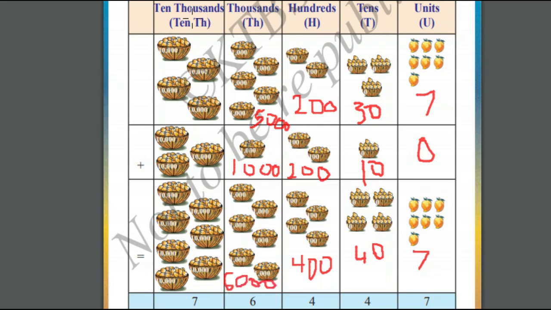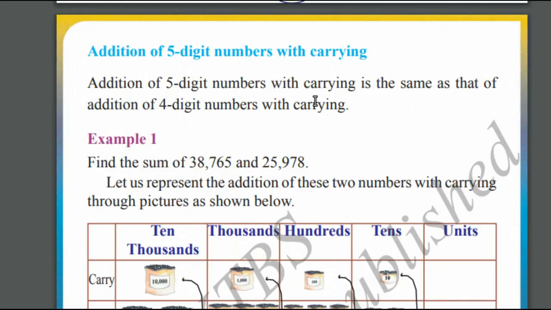Finally, in the 10,000s place, in the first number, we have 40,000 mangoes. In the second number, we have 30,000 mangoes. 40,000 plus 30,000 is equal to 70,000. When we add all these numbers, we get 76,447. We are done with addition of 5-digit numbers without carrying.